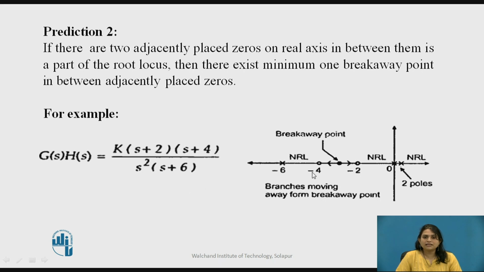So here we can say that to the right side of this minus 2, 1 zero is there and 2 poles are there. So the addition will be odd. So root locus will be there between minus 2 and minus 4, and there is a breakaway point.